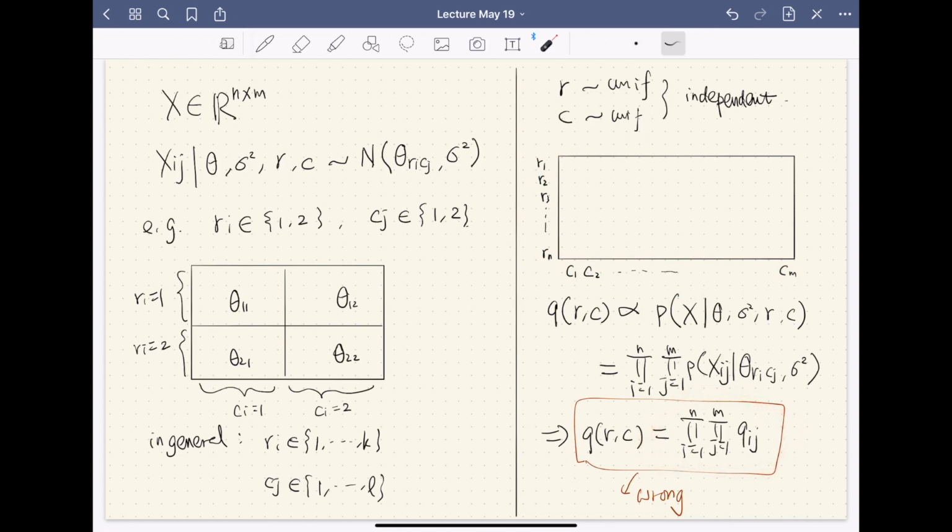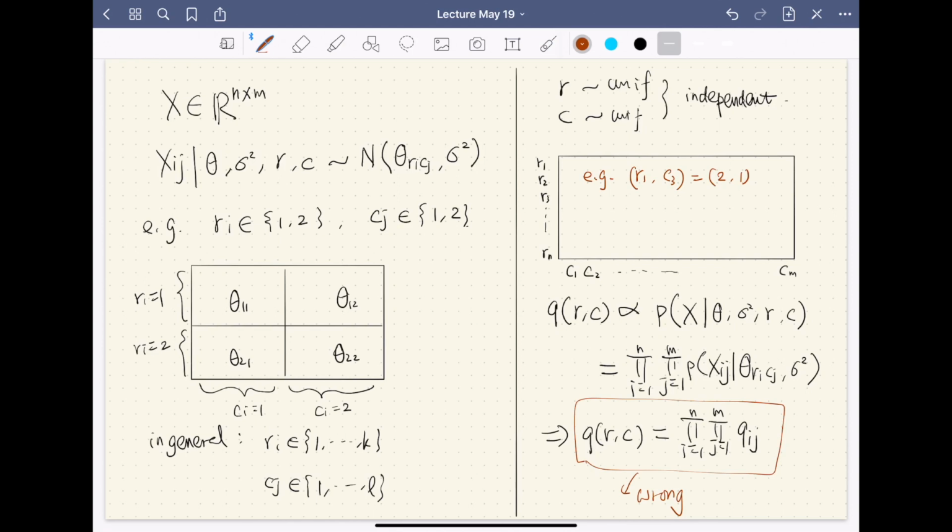It is not even correct for the prior. Even the prior distribution cannot be factorized in this way, right? So for example, let me just write an example here. If I tell you that (R1, C3) equals (2, 1), what does that mean? Well, this means that the first row belongs to the second cluster, and the third column belongs to the first cluster, right?